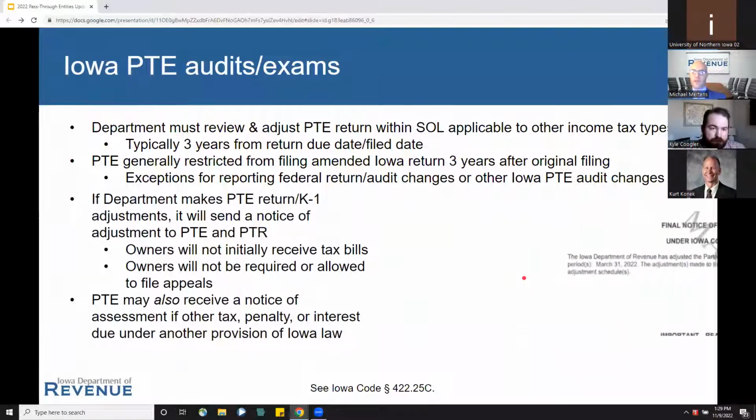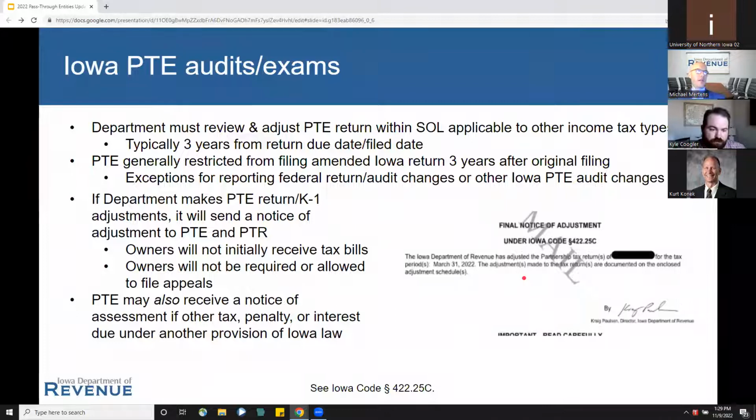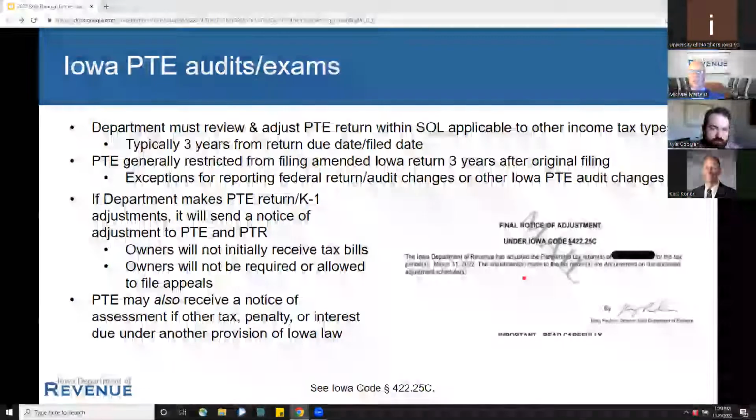If you're subject to one of these audits and the department makes adjustments to the return, you might get one of these final notices of adjustments directly to the entity. Owners will not initially receive tax bills, nor will they be required or allowed to file appeals. Only the pass-through entity, through its pass-through representative, can file an appeal. They also may receive additional tax due under other provisions of Iowa law.